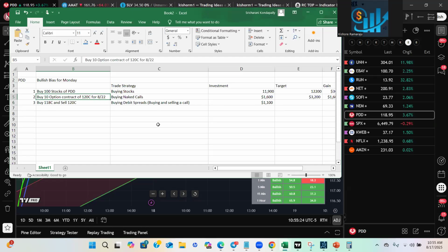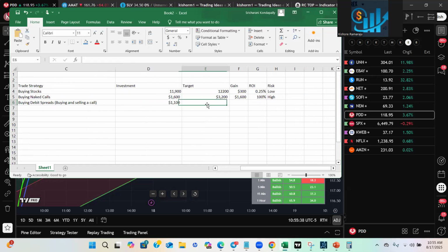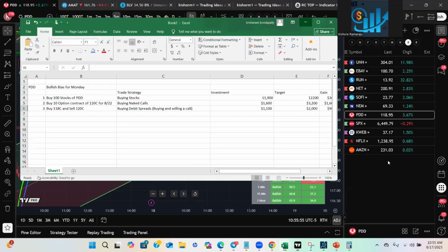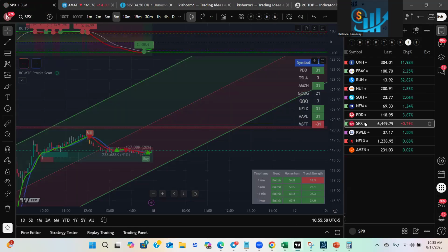If it stays at 118 or 119, your investment is at risk. But here, because you are also selling, you are a seller and also a buyer. Overall, you are paying, but your risk is less here. So let us say it goes to 2000. Your gain is approximately $900, around 80%. So this is a medium risk. If you are a medium risk trader and you don't want to take a lot of risk, then you can do this.